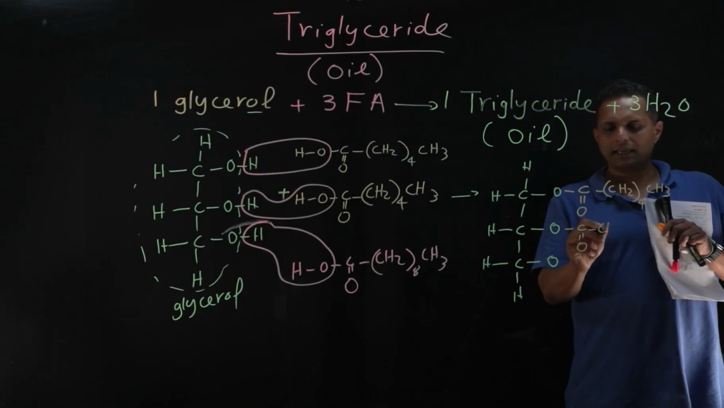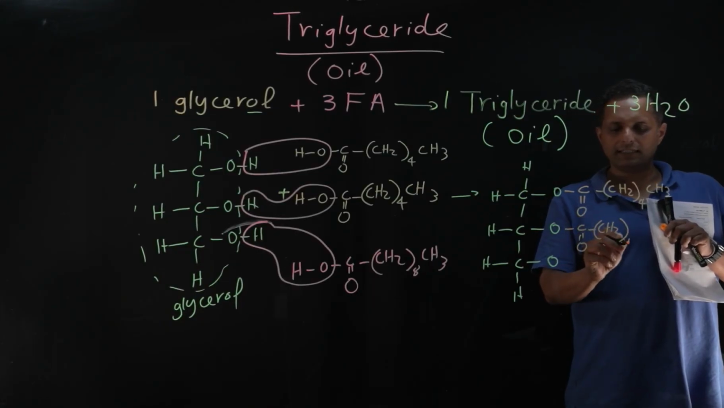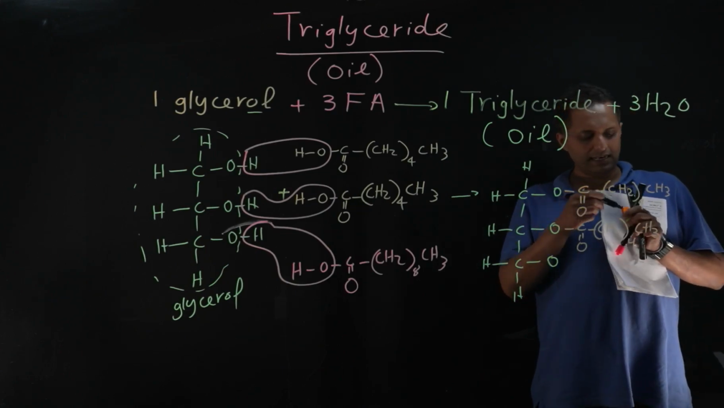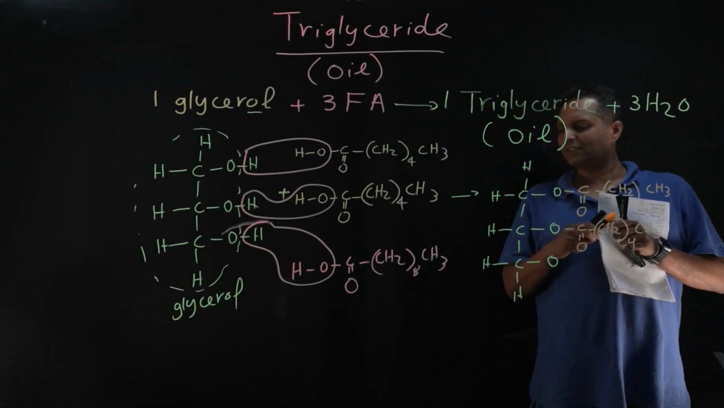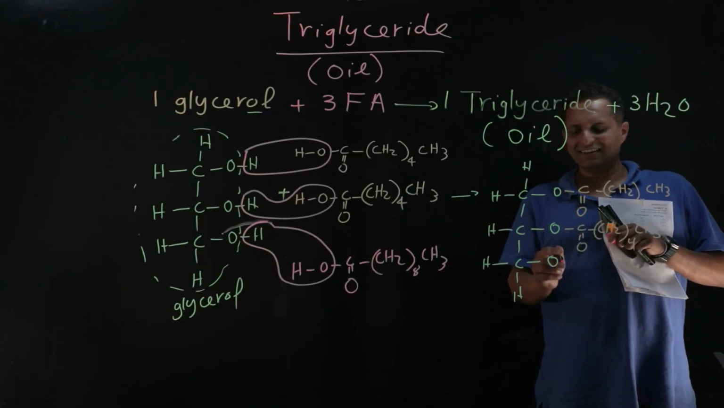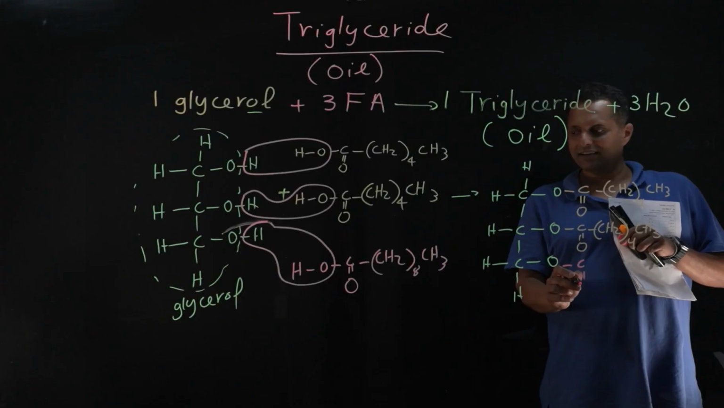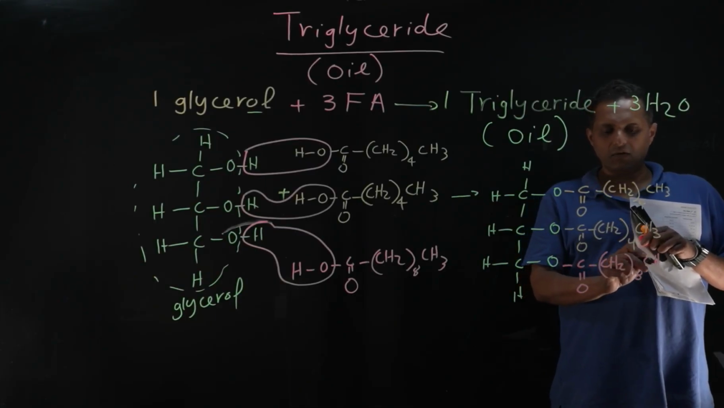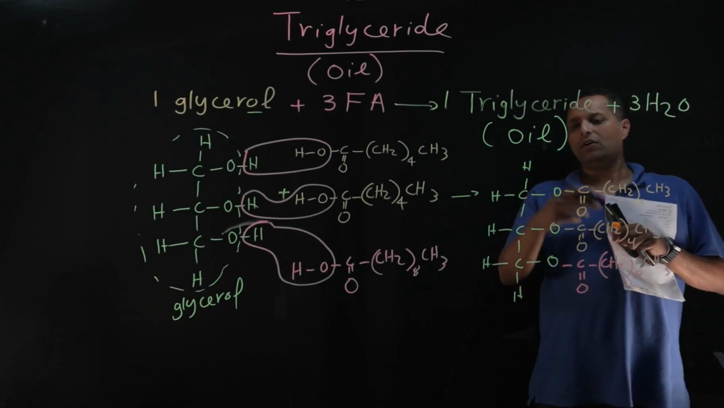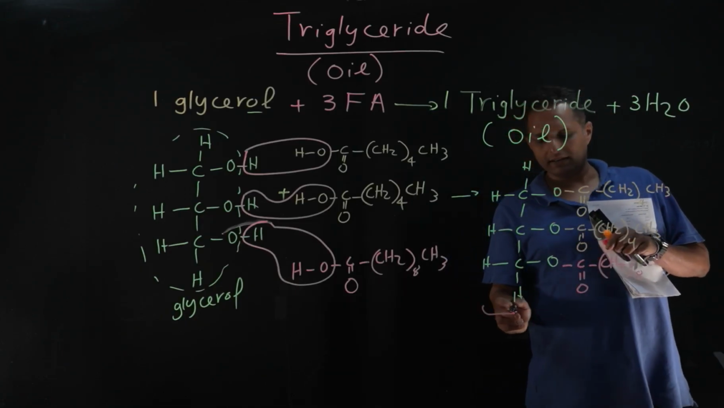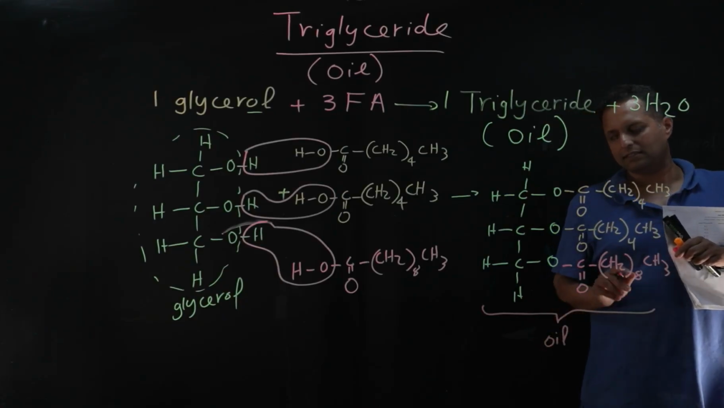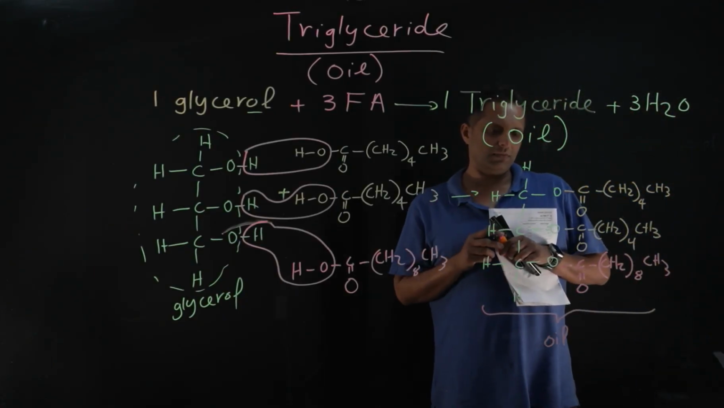So here CH2, 4CH3. Then look what happens. The last one is going to be really, really interesting. So look at that. CH2, 8CH3. Oh, we made the triglyceride, or the oil. Now this is an oil. This can be fat as well, but let's just assume this as oil.